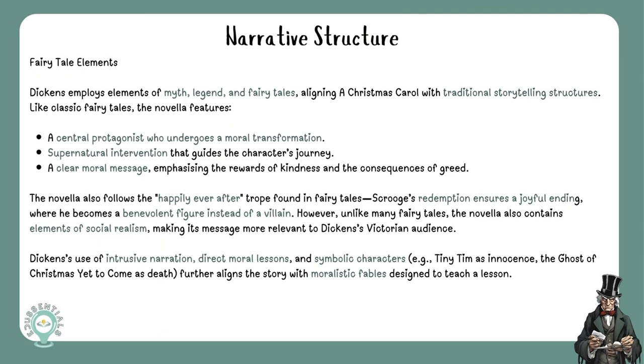The novella also follows the happily ever after trope found in fairy tales. Scrooge's redemption ensures a joyful ending where he becomes a benevolent figure instead of a villain. However, unlike many fairy tales, the novella also contains elements of social realism, making its message more relevant to Dickens's Victorian audience. His use of intrusive narration, direct moral lessons, and symbolic characters, for example, Tiny Tim as innocence, the ghost of Christmas yet to come as death, further aligns the story with moralistic fables designed to teach a lesson.